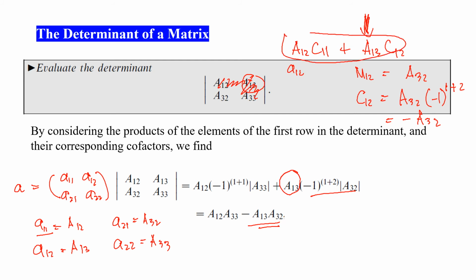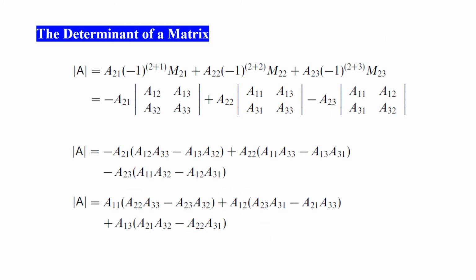So evaluating this one here, you have A12 A33 minus A13 A32. That is finding the determinant using the definitions of your cofactors and your minors. But to show you that the shortcut is just correct, you have A12 times A33 minus your A13 times A32. So we get the same answer. So we are now ready to find the determinant of your 3 by 3 A matrix.